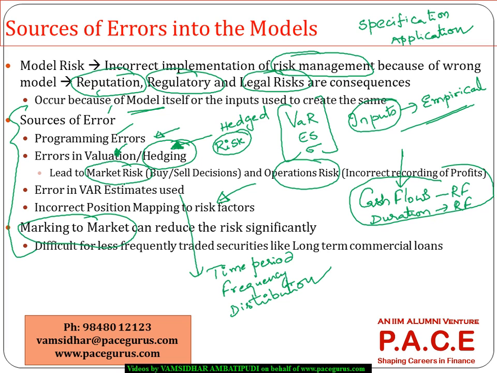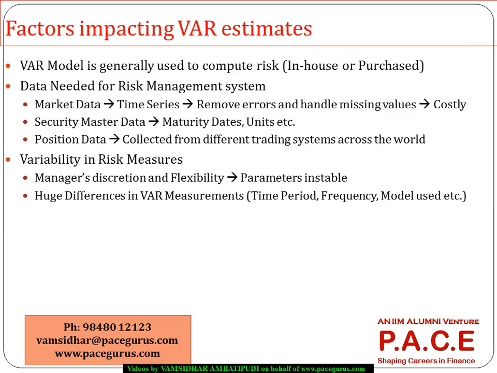We see that marking to market is not that feasible. So that is where we may not be able to depend on the mark to market kind of a mechanism, and that itself could in turn result in some kind of risk creeping up into the model. Now, what are the various factors that impact the VAR estimate?